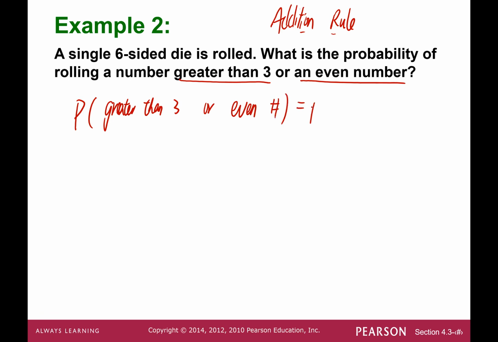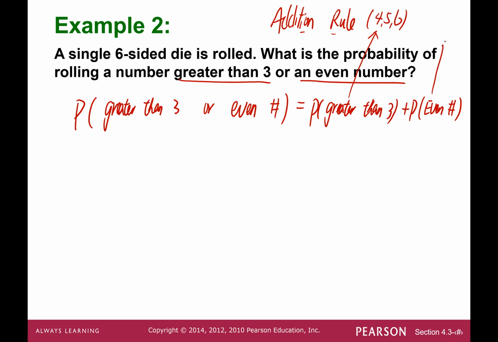So we can look at it as probability of getting a number which is greater than 3, plus probability of even number. We look at these two events, they have an intersect, right? So greater than 3 could be 4, 5, 6. Even number could be 2, 4, 6. So that's the intersect here. 4 and 6 are the intersect.